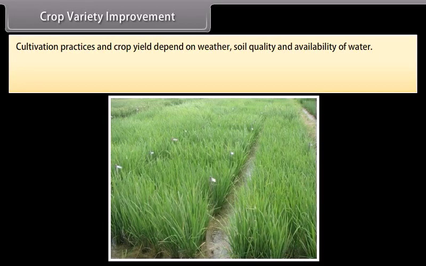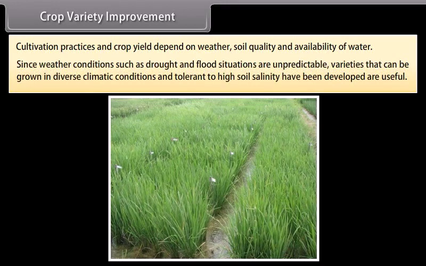Cultivation practices and crop yield depend on weather, soil quality, and availability of water. Since weather conditions such as drought and flood situations are unpredictable, varieties that can be grown in diverse climatic conditions and tolerant to high soil salinity have been developed and are useful.